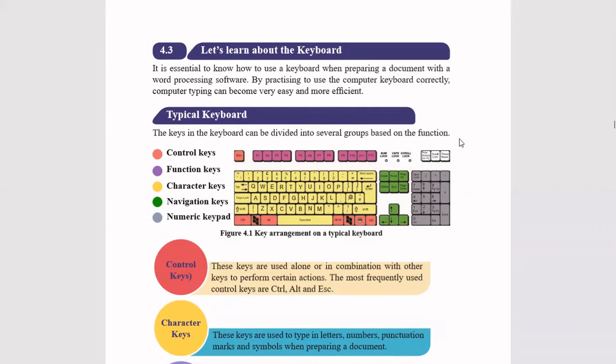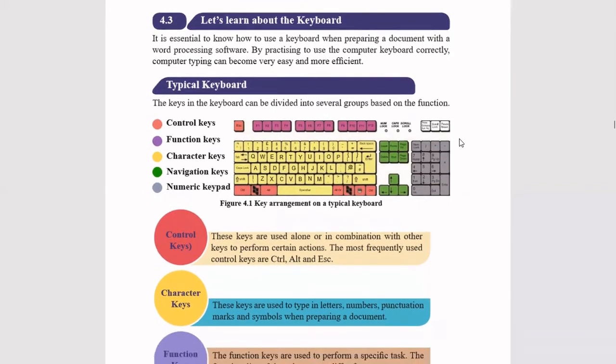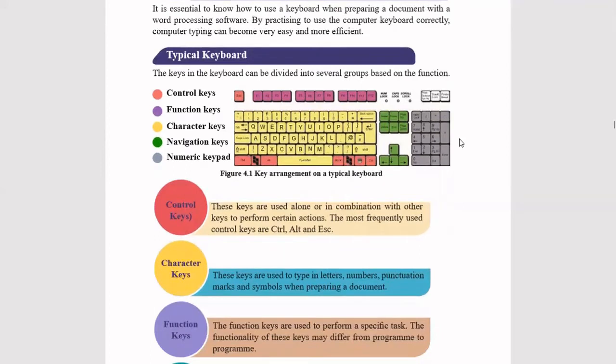So usually the keyboard will have these kinds of keys, right? The first set is about control keys, right? You may have heard of the control key itself, alt key and escape key, right? These are basically helpful for you to perform functions with the help of another set of keys, right? For example, the control key.